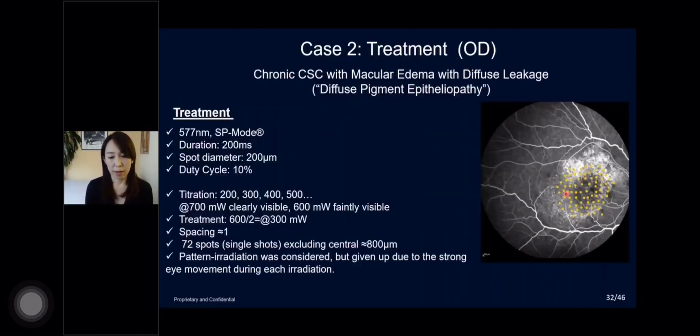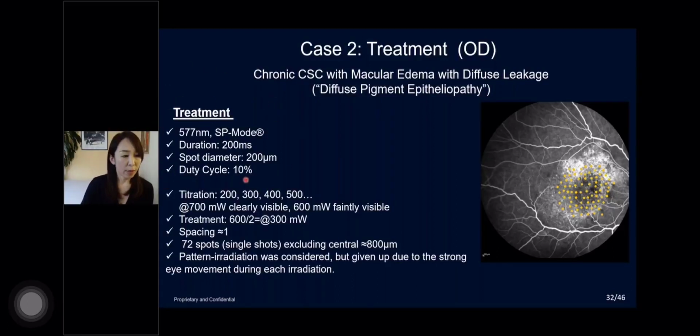So what I did is for the right eye. The left eye, at that time, we didn't do anything. So this is a kind of chronic CSC, and he had macular edema. Sometimes it can be with macular edema and diffuse leakage, so it is sometimes called diffuse pigment epitheliopathy. So the treatment is also not so different.